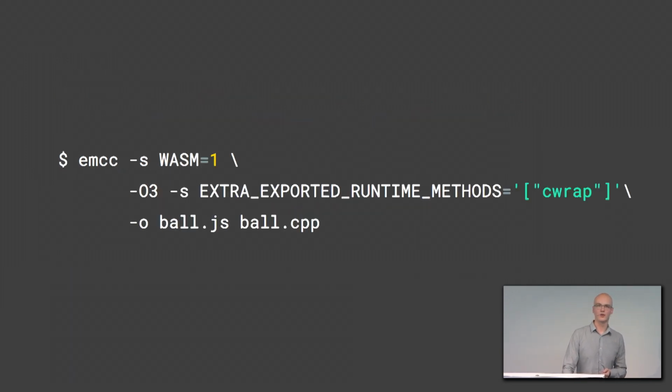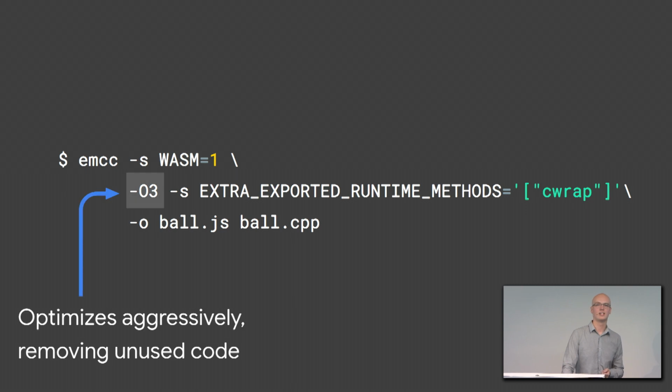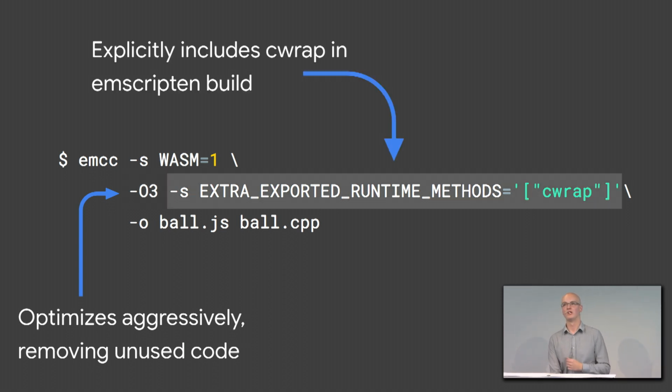So let's look at how you actually compile that. Again, we're going to use emcc. This time, we're going to make it a little bit more complicated, a little bit more optimized. We're going to pass in -O3 to tell Emscripten to optimize aggressively, including the removal of unused code. And because we're removing unused code, we have to explicitly say, hey, that cwrap function, I'm going to use it. Don't take it away from me.